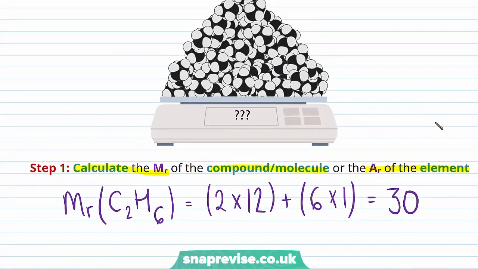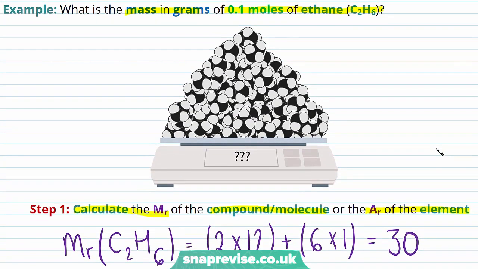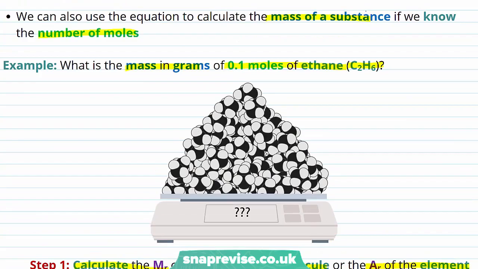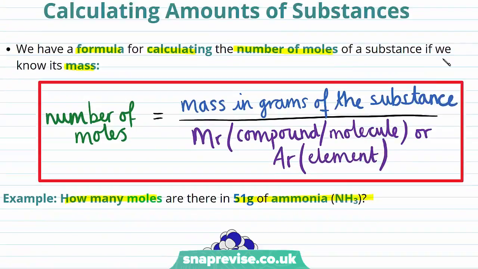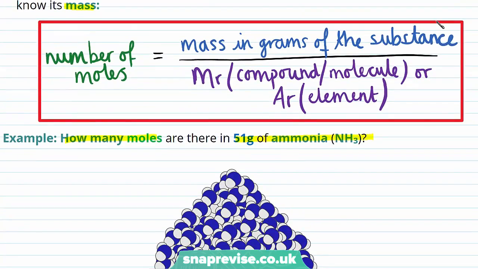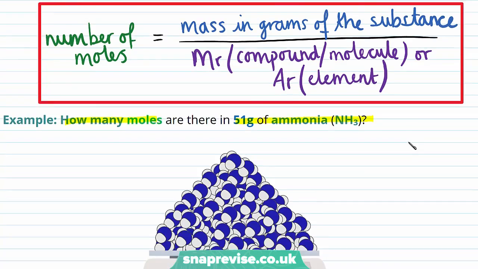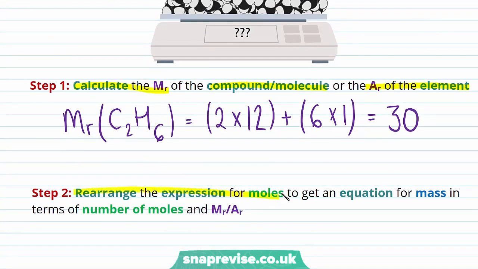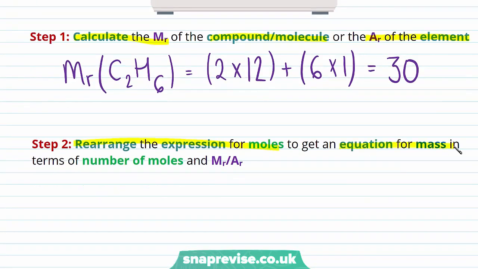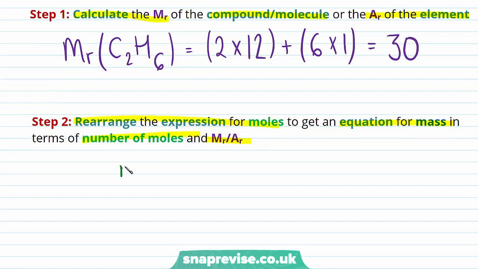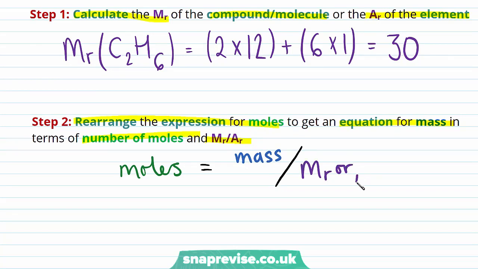The question is asking us to find the mass in grams of 0.1 moles of ethane, but we started with an equation which gave us the number of moles in terms of the mass and the relative formula mass. We therefore need to rearrange our expression for moles to get an equation for mass in terms of the number of moles and the relative formula mass or relative atomic mass. To start with, let's write down the equation that we already have, which is that moles is equal to mass divided by either the MR or AR value.